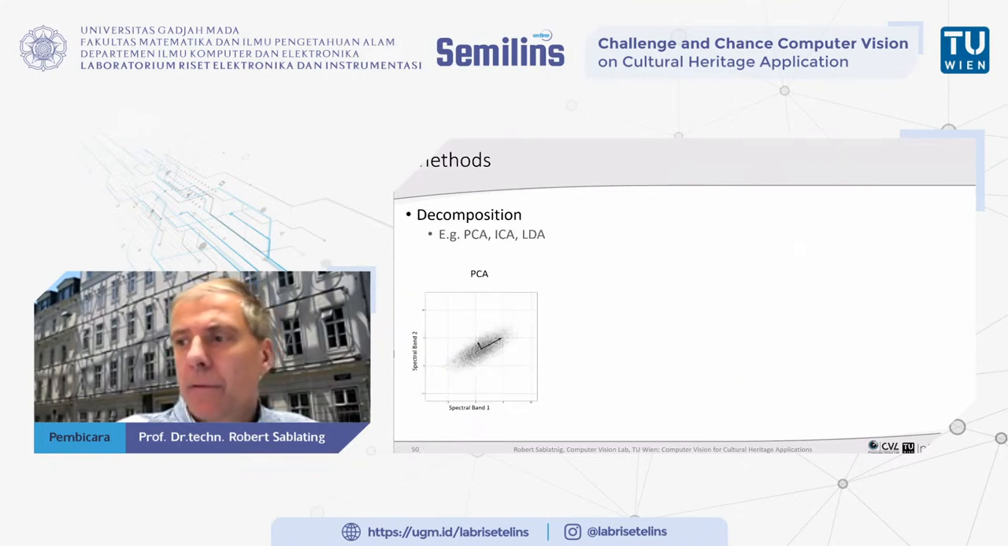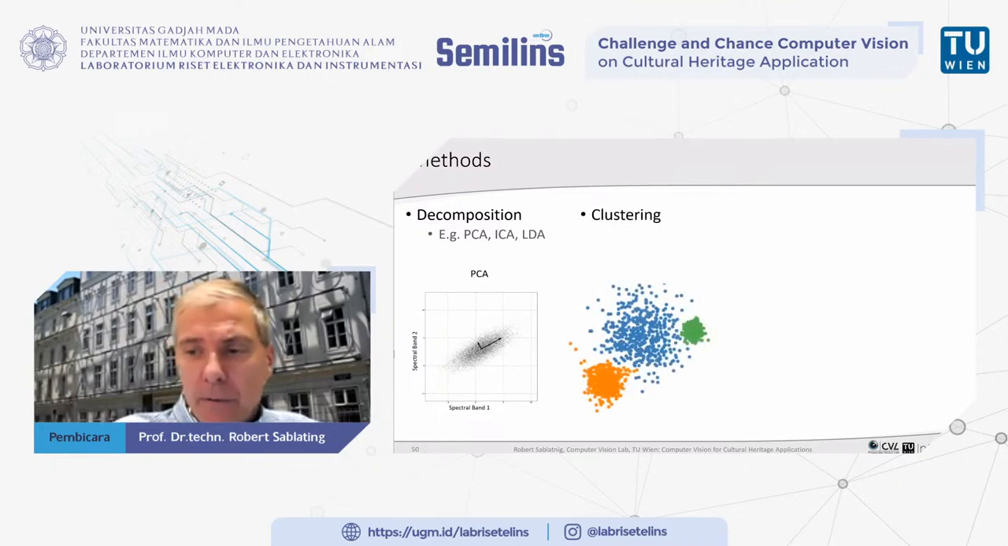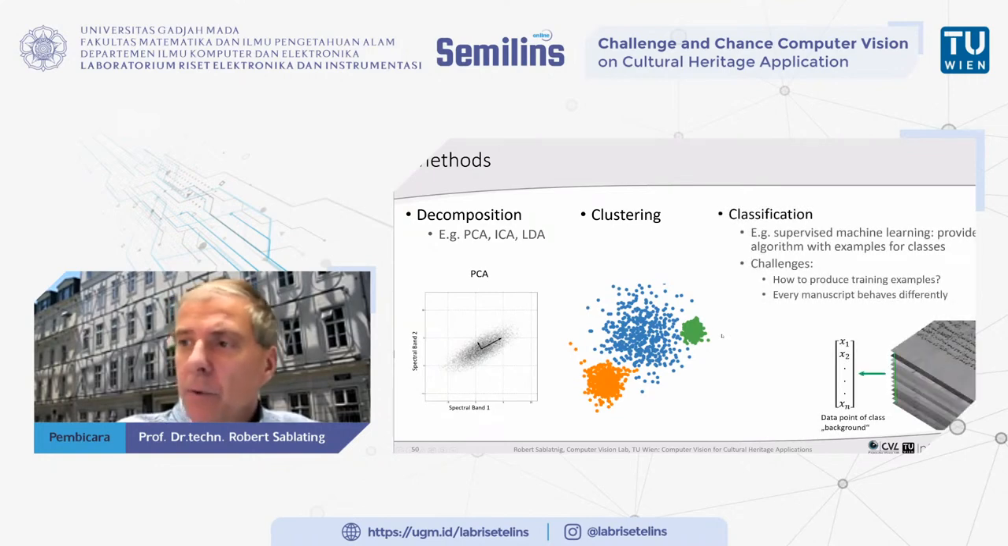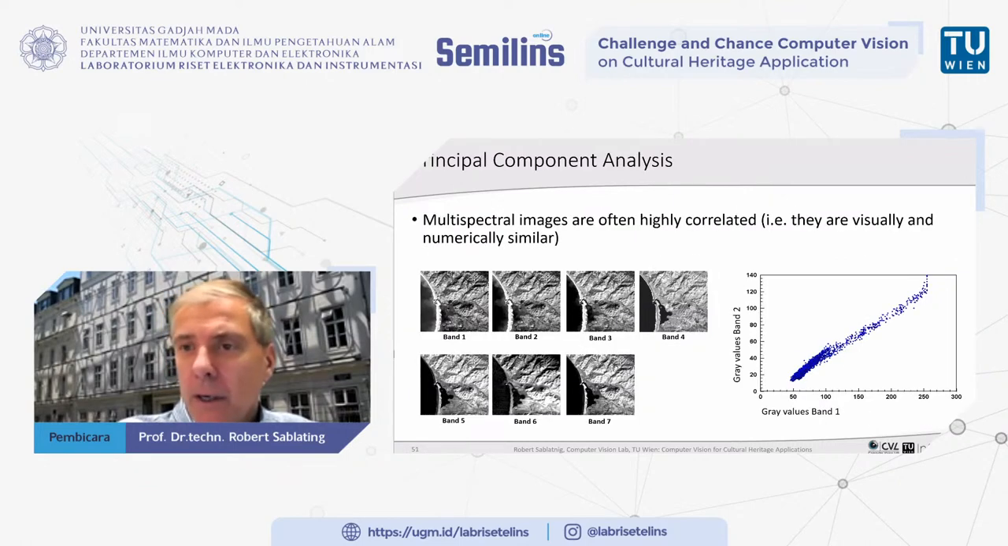And traditionally you do this kind of decomposition using some decomposition method like PCA, principal component analysis, independent component analysis, ICA, or LDA. Or you do some clustering of the different signals, or in our case, we use some kind of classification, either this part here, the LDA part, or some classification. We do some machine learning, and the problem here is how to produce training classes or training examples. Why? Because every manuscript behaves differently, and we try to do this, but however, it doesn't really work. Why? Because there is no real method behind the whole thing, and that's why we use these principal component analysis parts.